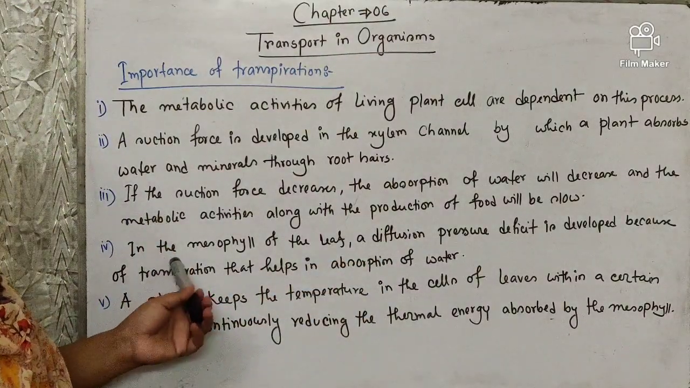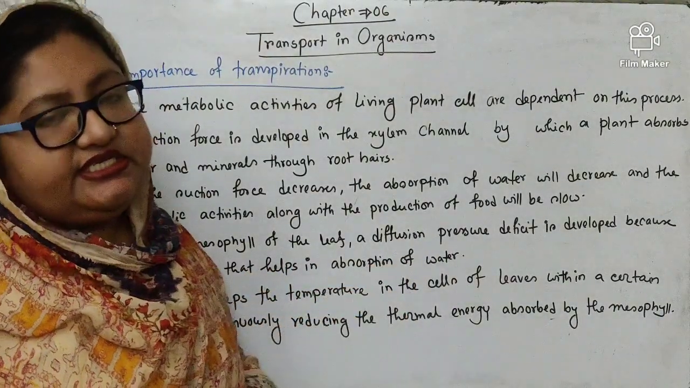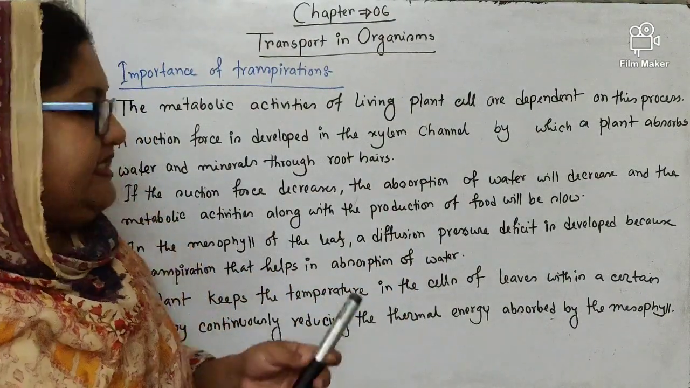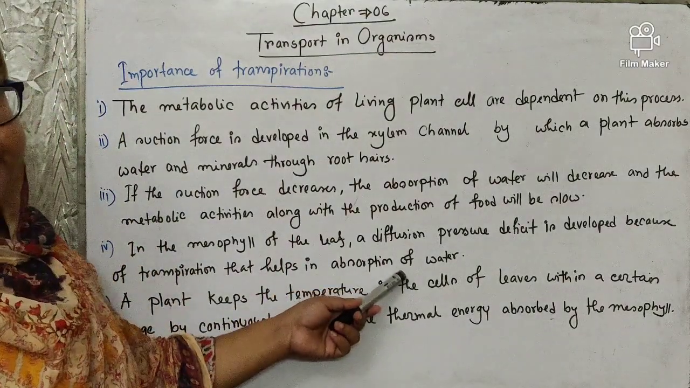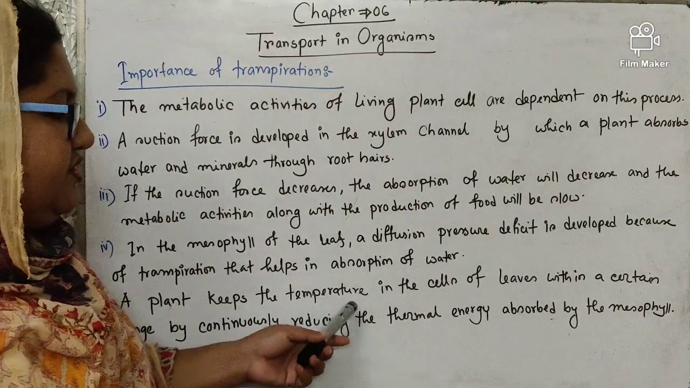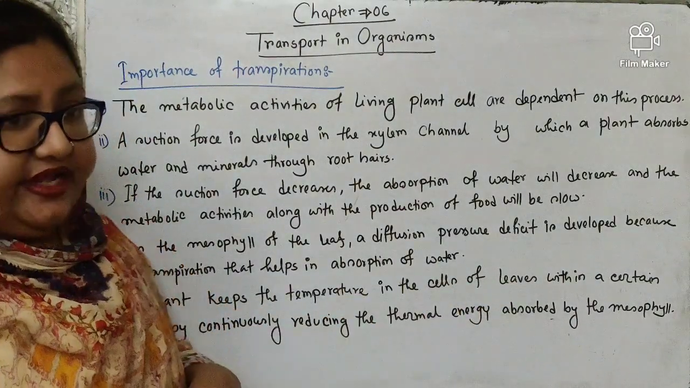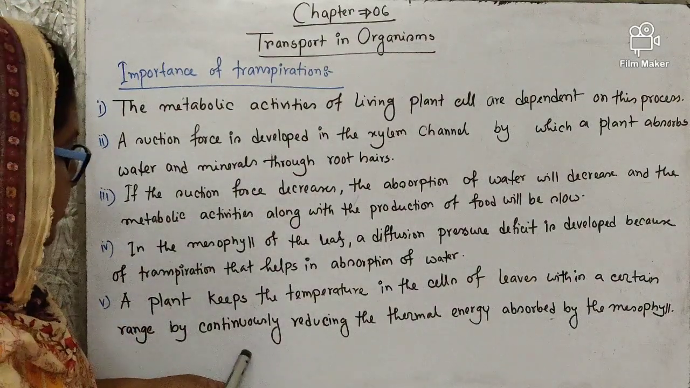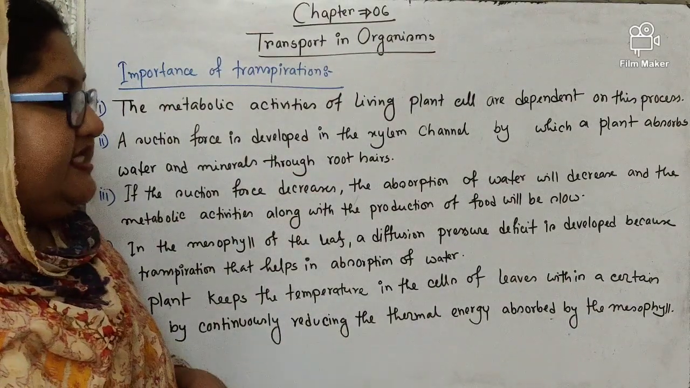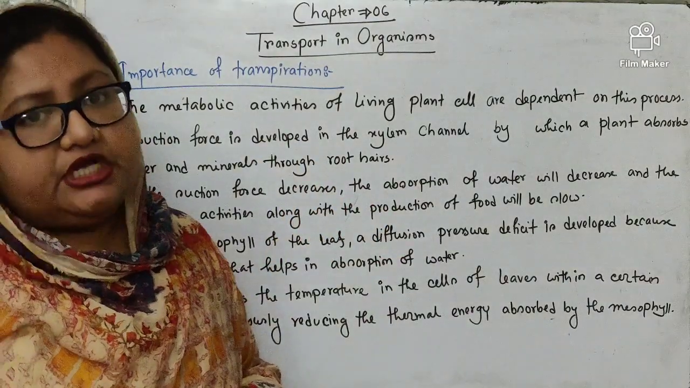Number 4, in the mesophyll of a leaf, a diffusion pressure deficit is developed, which helps in the absorption of water. Number 5, a plant keeps the temperature in the cells of leaves within a certain range by continuously reducing the thermal energy absorbed by the mesophyll tissue. These are the roles of transpiration.